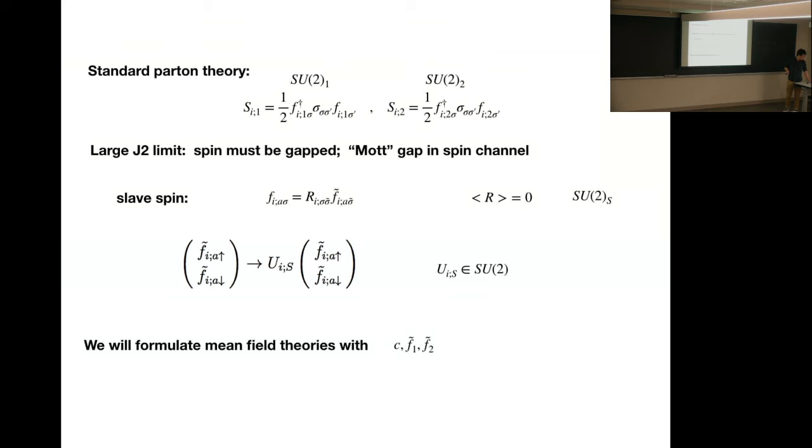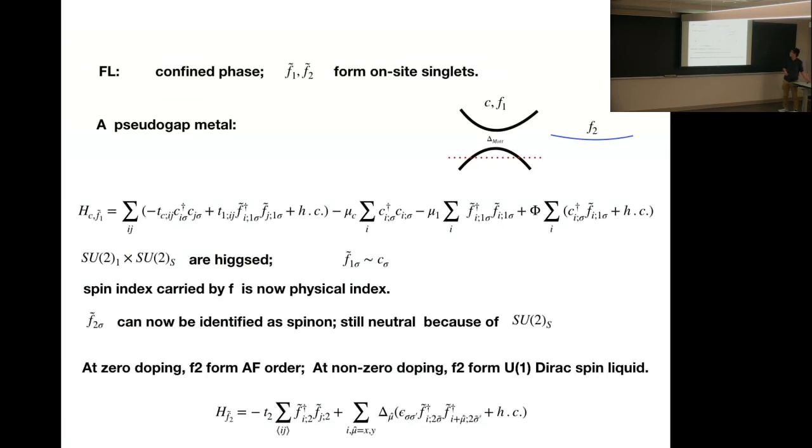Now we know the parton and we know the gauge structure, so we can open up a new field theory. First, in this language, how do you understand a Fermi liquid? It's actually very simple. You want the Fermi liquid to be a confined phase, but you want F1 and F2 to form some singlet, and with strong SU2 gauge fluctuation, they will just disappear. You will have C form a large Fermi surface. This is the first step.